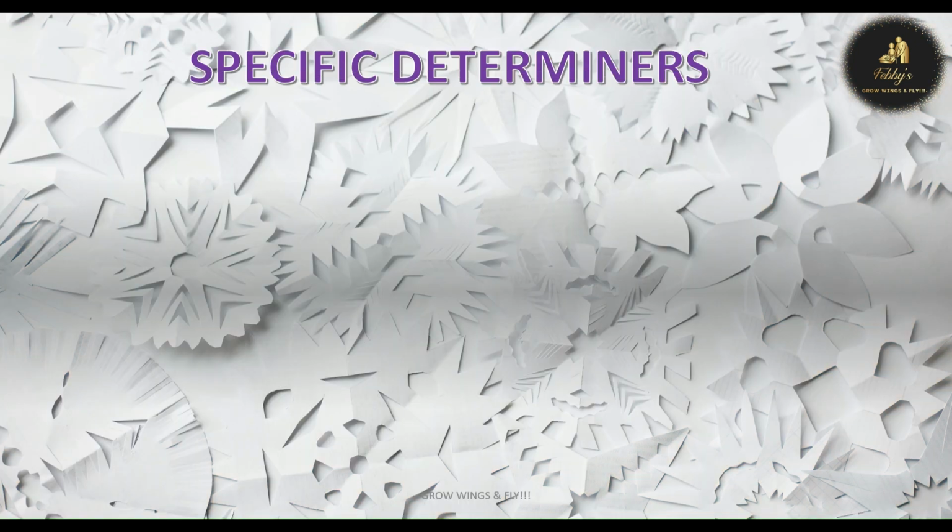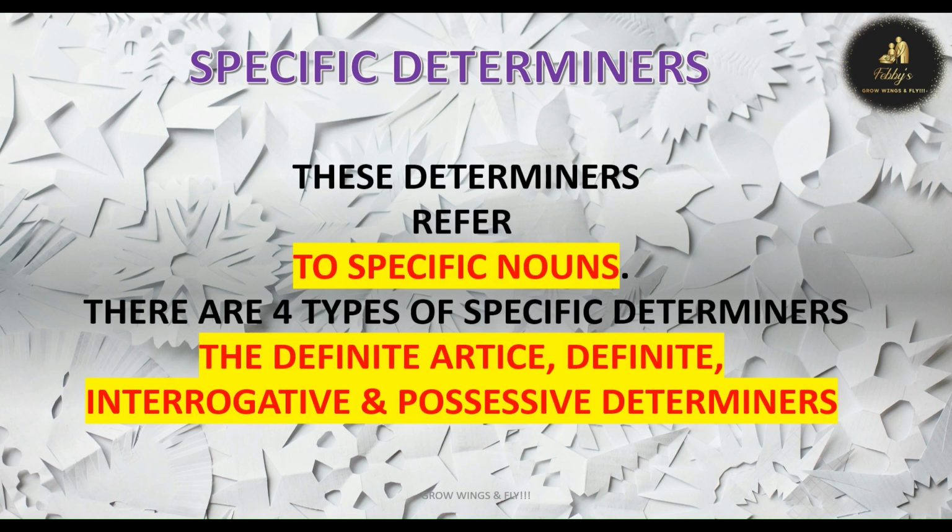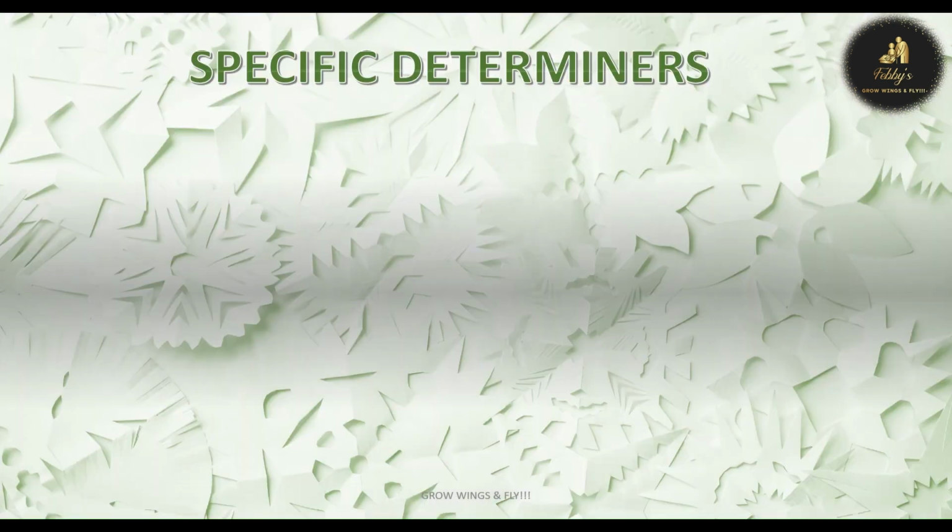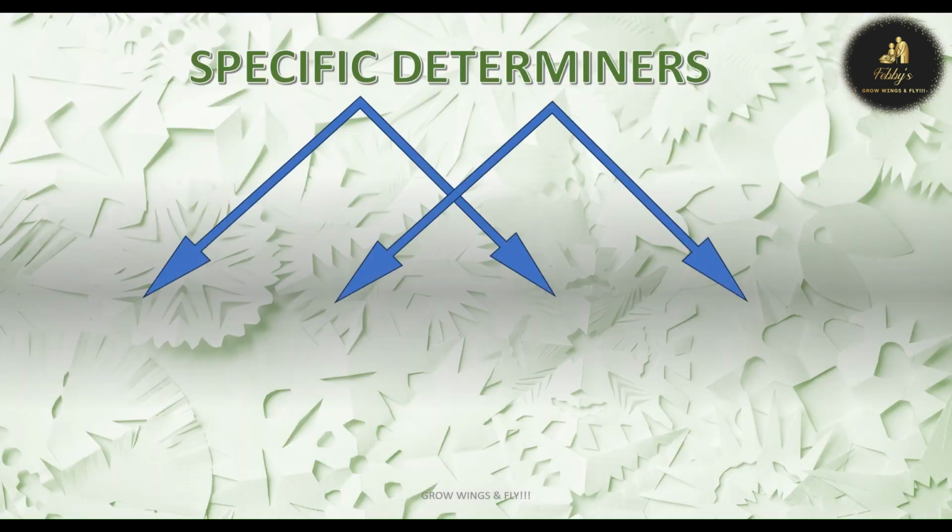What are specific determiners? As the name suggests, they specify something. There are 4 types. 1. The definite article. 2. Definite determiners. 3. Interrogative determiners. And 4. Possessive determiners. Let's have a look at each of them in brief.